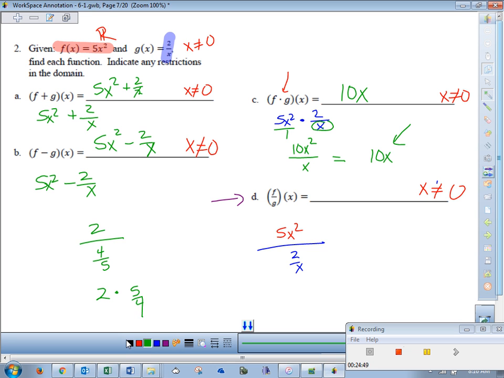So if you want to take 5x squared and divide it by 2 over x, instead, you could multiply by the reciprocal of 2 over x, which would be what? x over 2. And then make that a fraction, and you multiply them together. You can't divide by a fraction. Instead, multiply by the reciprocal of that fraction. So what does that turn out to be? 5x cubed over 2. But x still can't equal 0 because it didn't work in the first place. So when you combine things together, it's still not even possible to work. Right? It couldn't fit in this thing, so it can't fit in the combination.